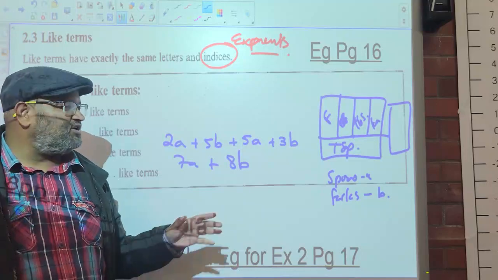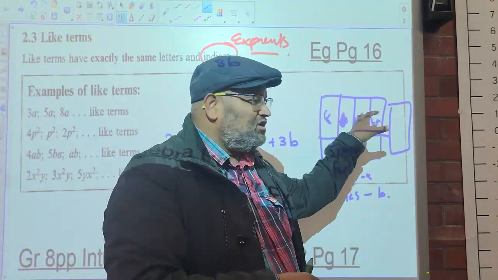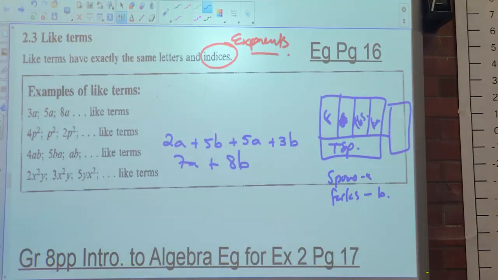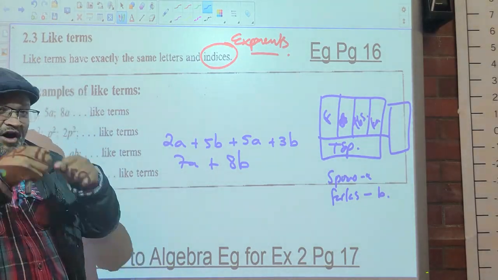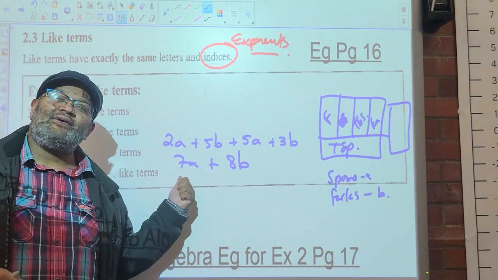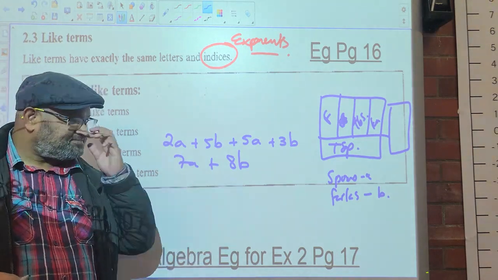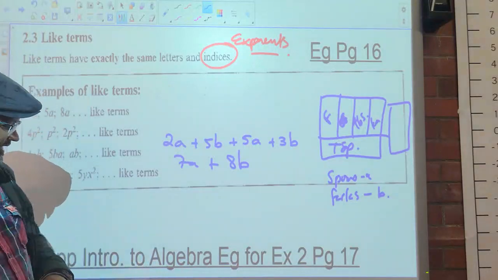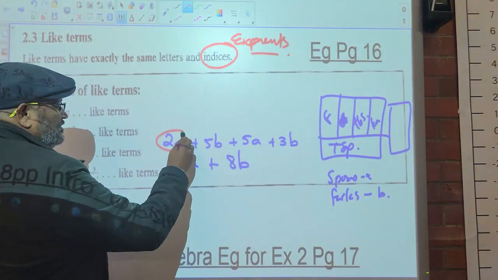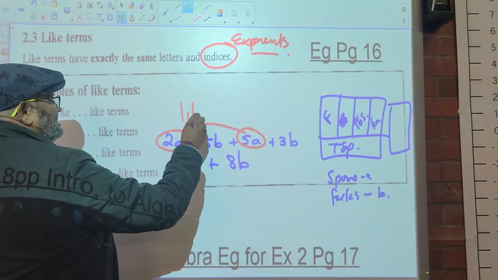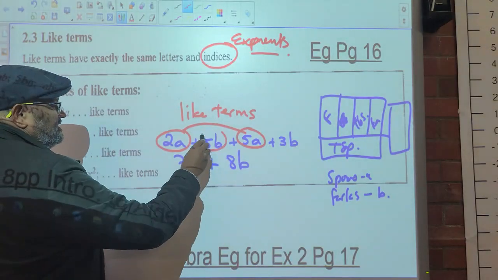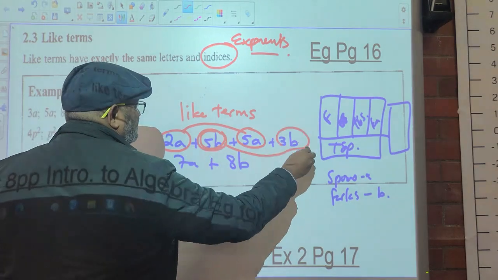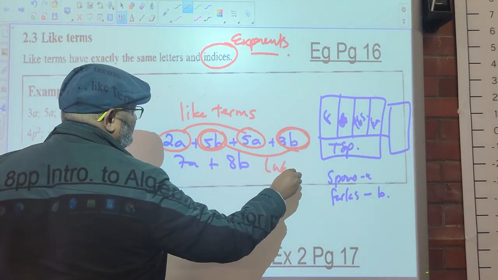You understand? Even if you decide you take all your spoons and forks out of that drawer and you put them in a carrier bag, with your black bag, and you shake it up and all of those things, at the end of the day, you open the bag, you still see 7 spoons and 8 forks. So this is what we call 2A and 5A, we call them like terms. You understand? And then 5B and 3B are also what we call like terms.